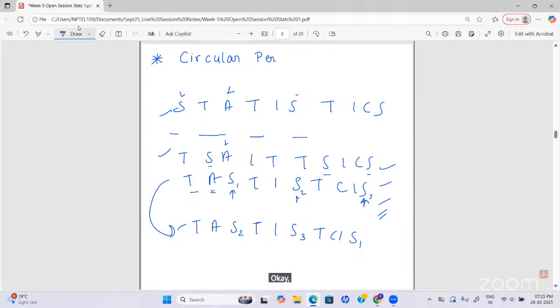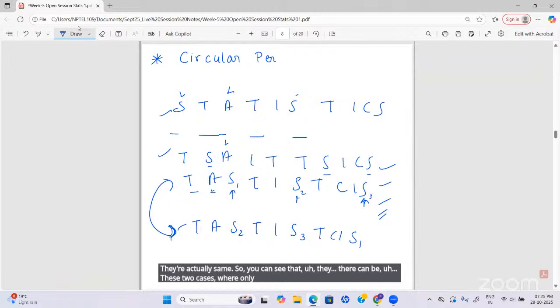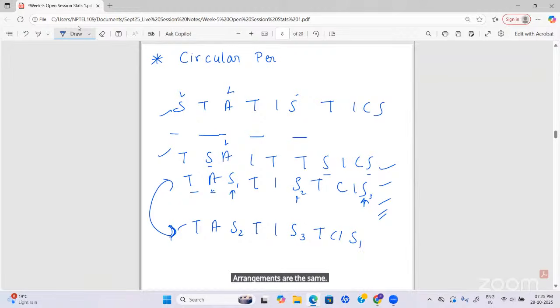Two cases. Got it. For an instance, I have written S1, S2, and S3, but they are actually the same arrangements. You can see there can be these two cases where only these three are changing, but the arrangements are actually the same. That's the reason you are dividing by the number of arrangements. Okay, thank you, ma'am.